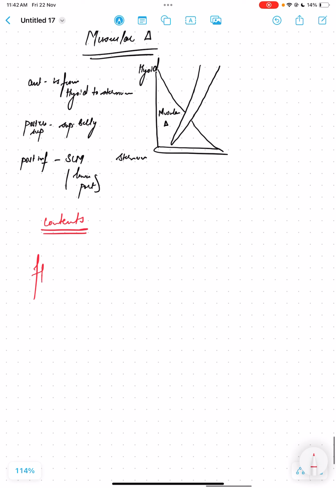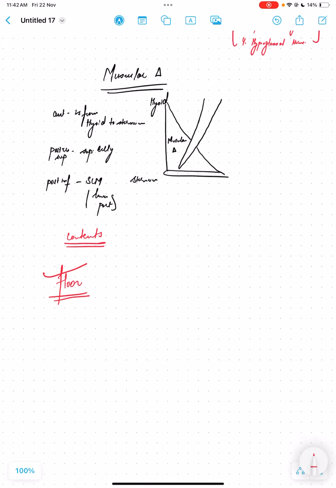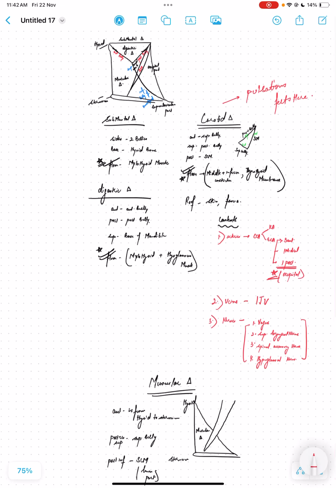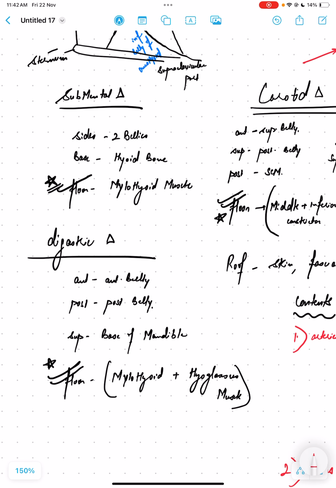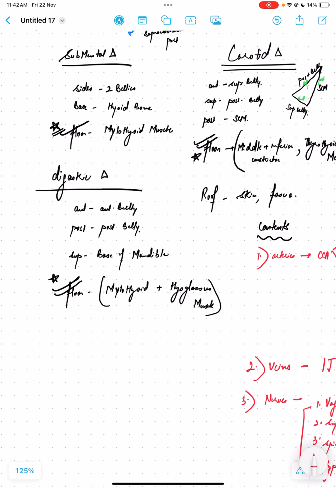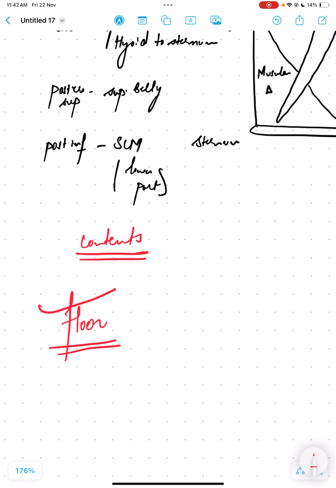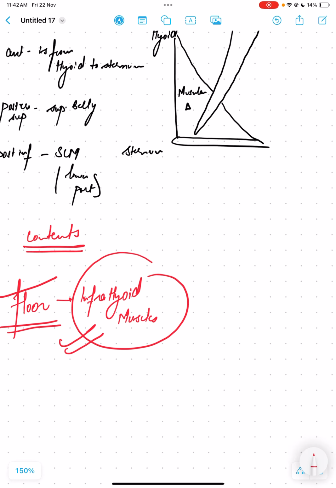Basically, the floors of all of them are important. Let's recollect. In the case of the submental triangle, the floor was formed with the help of the mylohyoid muscle. In the case of the digastric triangle, it involved the mylohyoid muscle and the hyoglossus muscle. In the case of the carotid triangle, it involved the middle and inferior constrictor and the thyrohyoid membrane. And now we are going to study the muscular triangle. What are the structures involved in the floor of this? Basically, it involves the group of infrahyoid muscles that all of you should remember.